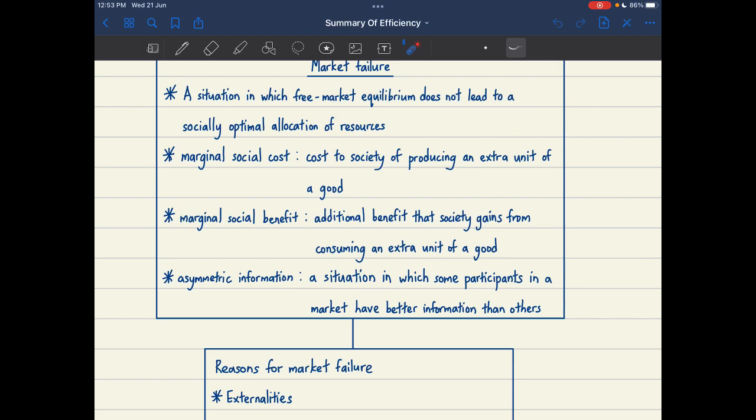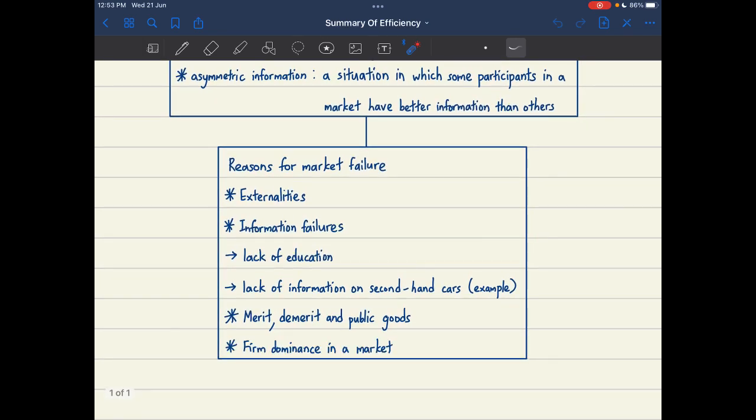Okay. And then there are reasons for market failure, and some of these I will cover in the next few chapters. Externalities will be one of them. Externality is in the next chapter. Information failure could be part of AS, it could also be part of A2, but we'll cover this in the next few chapters. Merit, demerit and public goods are under the AS syllabus. Firm dominance in the market will be under monopolistic competition or monopoly. This one would be in the next few chapters as well.